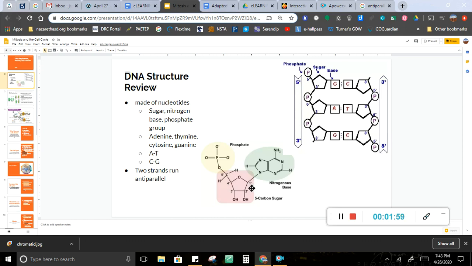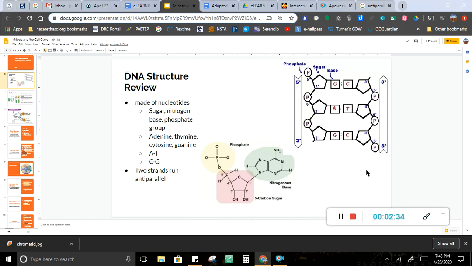So you can see right here we have number 1, and if we go counterclockwise, carbon 2, carbon 3, carbon 4, and carbon 5 right at the top here. So there's our 5-carbon sugar. That's where that comes from. So when we say that 2 strands of DNA run anti-parallel, if we take a look at the top diagram up here, we can see that one side of DNA runs in this 5' to 3' direction, and the other strand runs 3' to 5'. They're running in opposite directions.